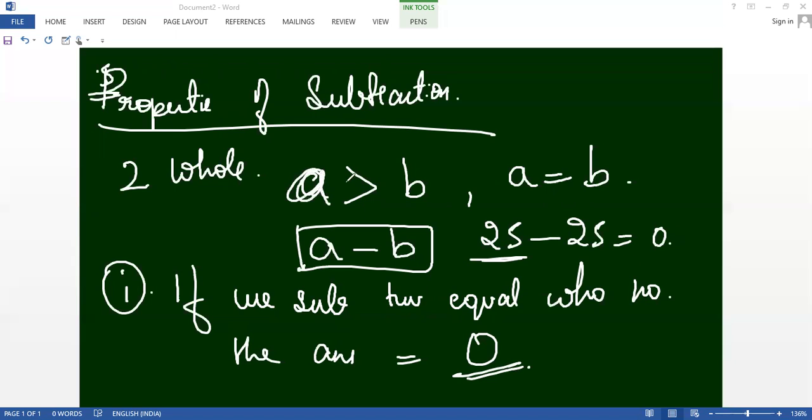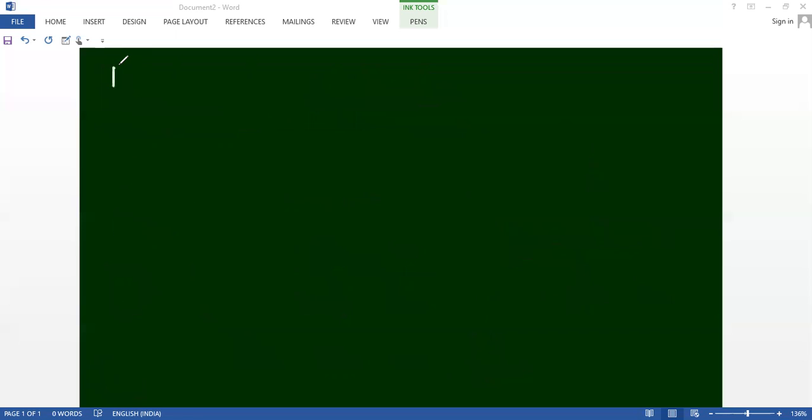And if one number is greater than the other, for example 6 minus 3, then it will be equal to 3. For example, 10 minus 6 is equal to 4. The first number is the greater number, the second is the lesser number, and the answer is 4.